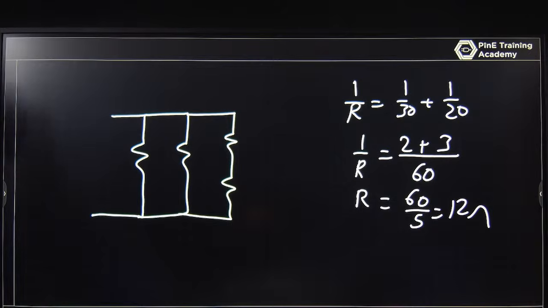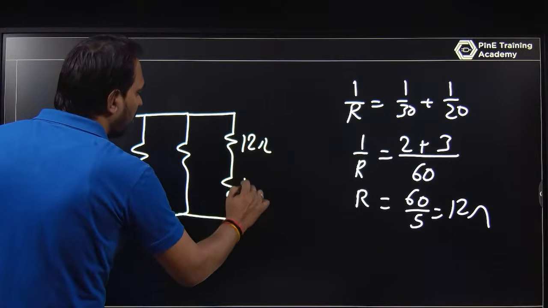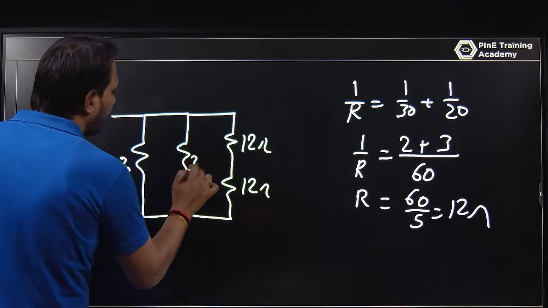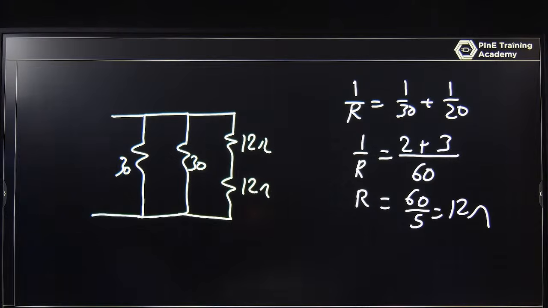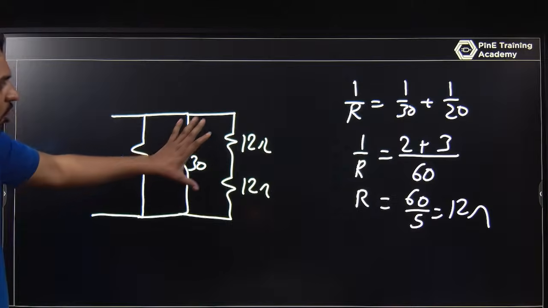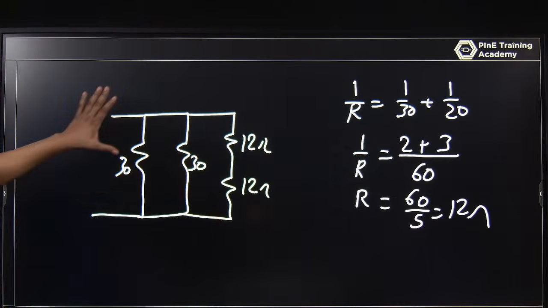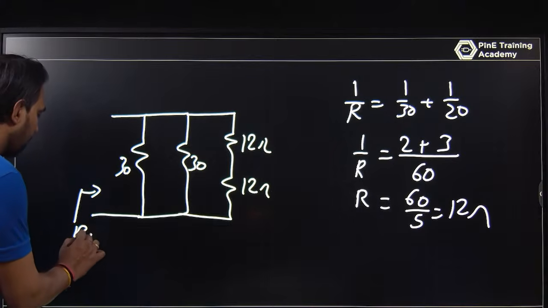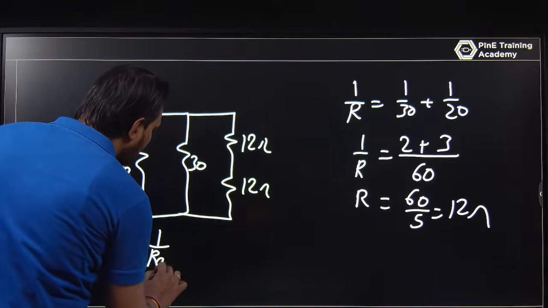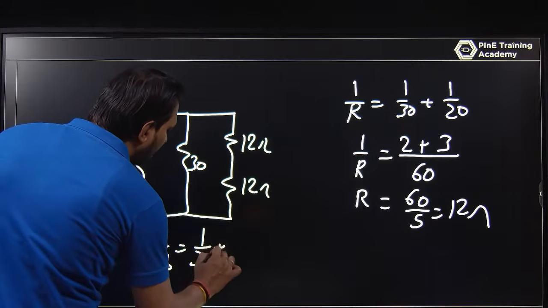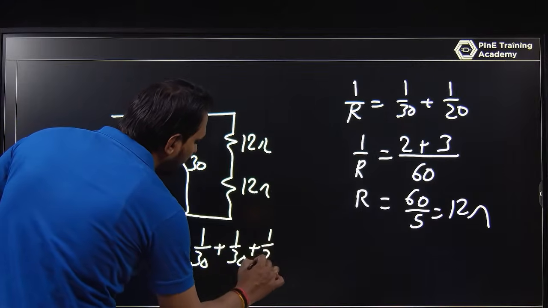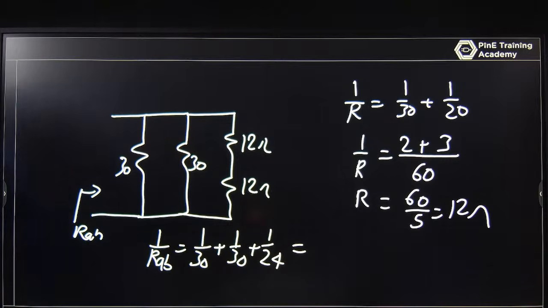The value is 12 ohm. So this is 12 ohm. This is also 12 ohm. This is 30 and this is 30. Just check it. Now this 30 ohm, this 30 ohm, and this is 24. So the value of RAB is what? 1 upon RAB is 1 upon 30 plus 1 upon 30 plus 1 upon 24. Just solve this and that will be your value. This is your part. This is not my part. Solution is your part.